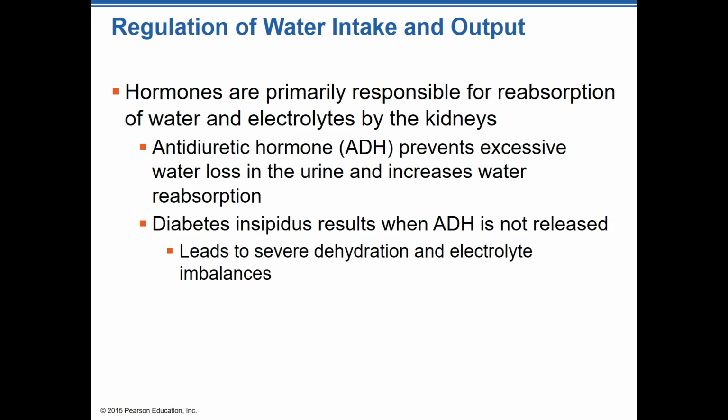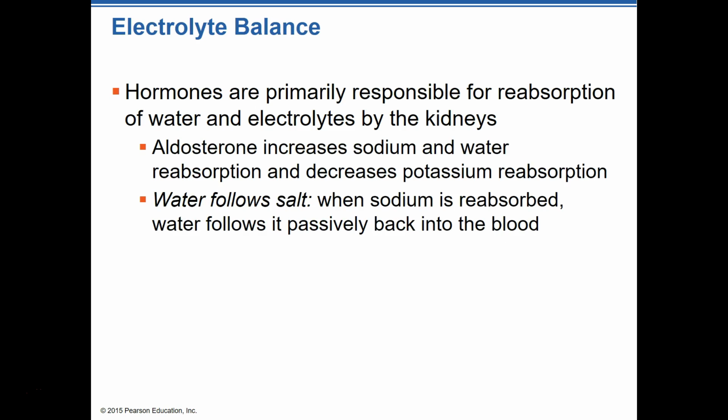And diabetes insipidus is when there's not enough antidiuretic hormone released, and we lose a lot of electrolytes, and we get dehydrated because they're just constantly producing urine. They're not retaining water like they should, and they're losing glucose with it too.